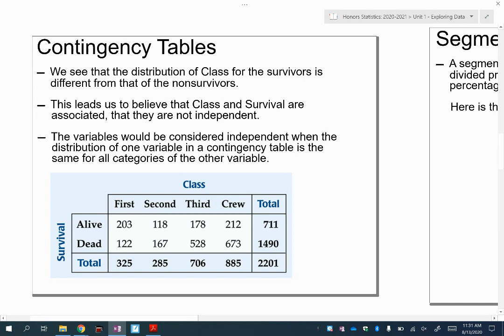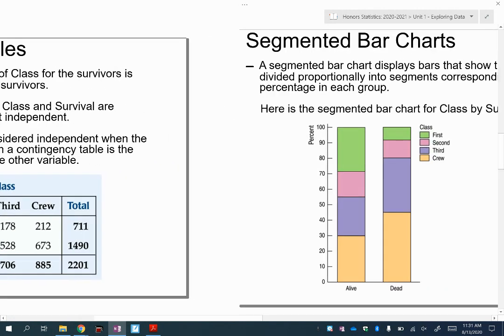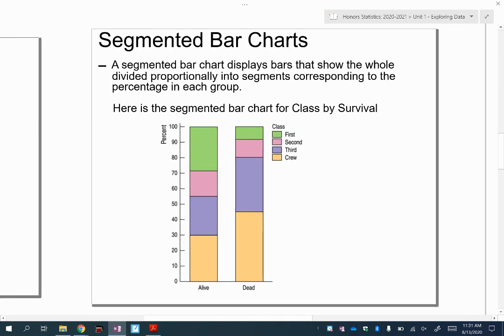Okay, so you'll see, and you probably already know if you ever learned about the Titanic, that there actually is a relationship between your ticket class and whether you survived or not. And this graphical display here, called a segmented bar chart, can show you that very easily. If these two variables, class and survival, were independent, then the segmented bar chart, so the colors you see here, the green, pink, purple, and yellowish orange, would look identical or close to identical for the alive and dead bar.